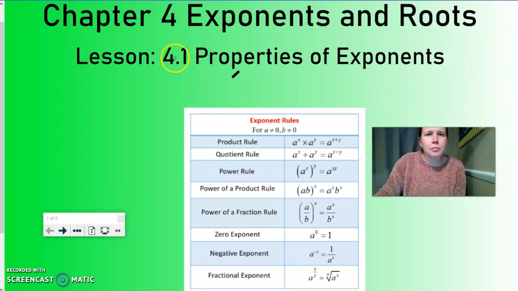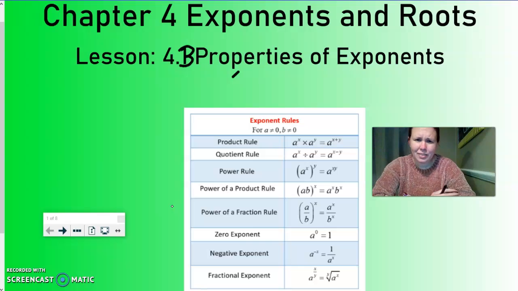Oh, I just realized I didn't put this in here. So we're actually doing lesson 4.3, which is all on properties of exponents. And so today we are going to take a look at solving exponents when I have things like, what if I had 2 squared times 2 to the third? Or what if I'm dividing with those, where it's a base and a power and a base and a power.